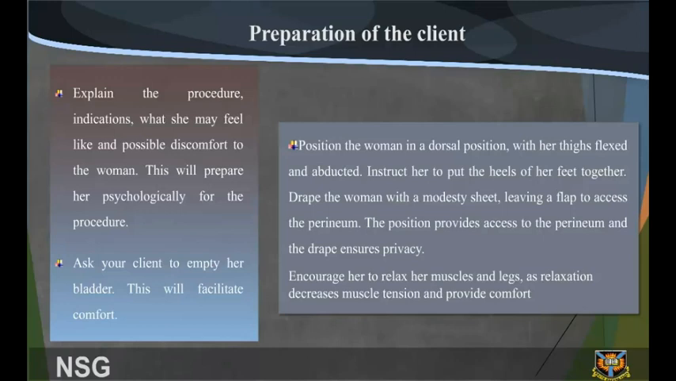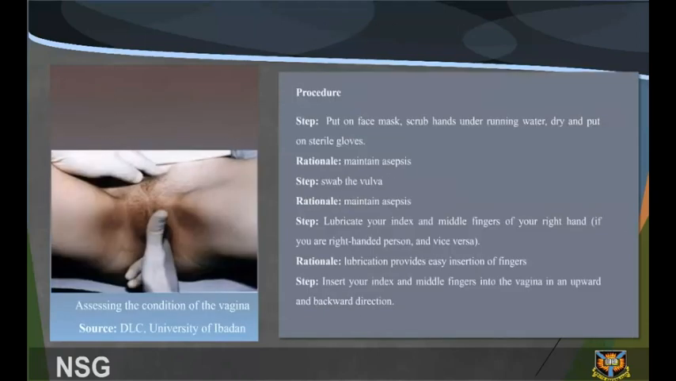Drape the woman with a modesty sheet, leaving a flap to access the perineum. The position provides access to the perineum and the drape ensures privacy. Encourage her to relax her muscles and legs, as relaxation decreases muscle tension and provides comfort.